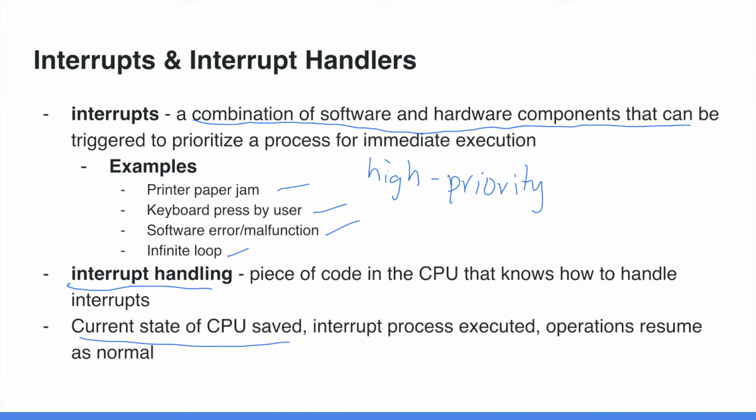Whatever process is on the CPU is put into block status and suspended. The interrupt process is executed, and then operations resume as normal, executing whatever process was currently running or whatever is on the queue, depending on the scheduling algorithm.